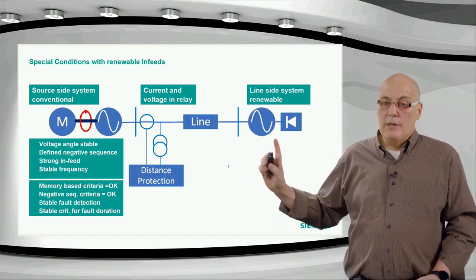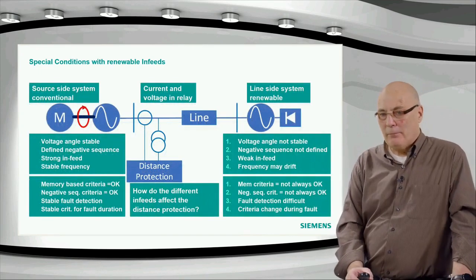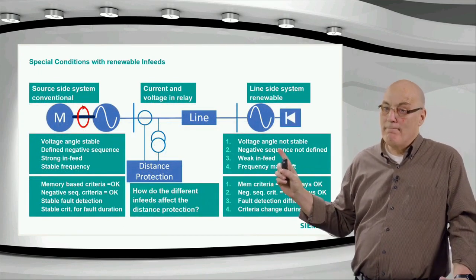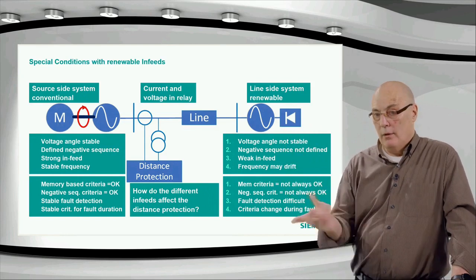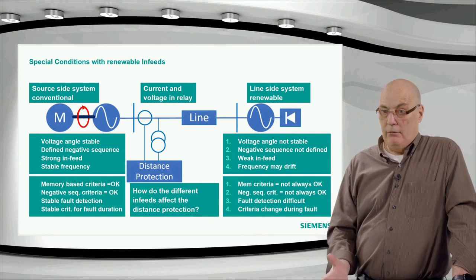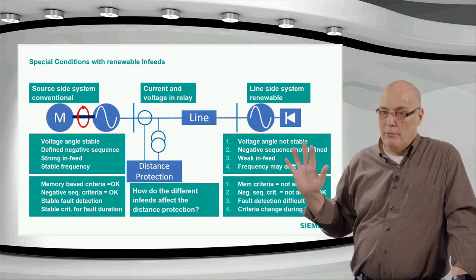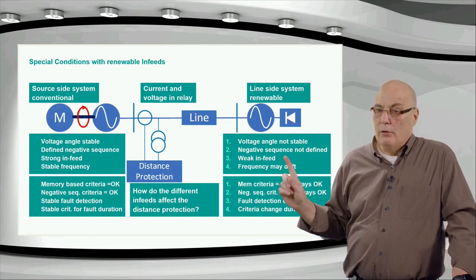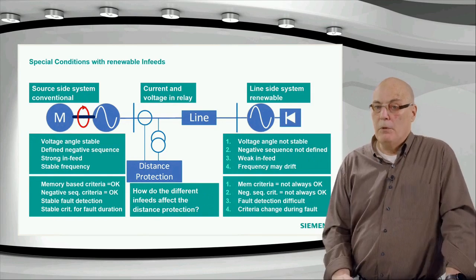What happens on the static side? It's obviously going to be different. The voltage angle is not stable. In theory, this voltage angle could jump within a cycle effectively. It doesn't even need a cycle. It can jump almost instantaneously, not quite, but almost. You can define a negative sequence during the fault condition. We need to define what to do.